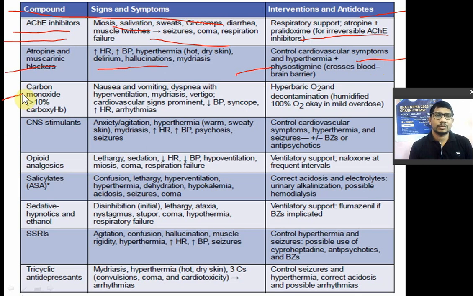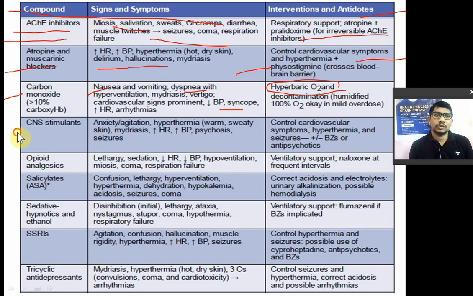Now the third one is carbon monoxide poisoning. If more than 10% carboxyhemoglobin is there, that leads to nausea, vomiting, dyspnea. Dyspnea means unable to breathe. Okay, hyperventilation, mydriasis, vertigo, cardiovascular signs like decrease in the blood pressure, syncope, increase in the heart rate, and arrhythmias. So in that case, the antidote is nothing but hyperbaric oxygen. अगर कार्बन मोनोऑक्साइड का पॉइजनिंग हो गया तो हाइपरबारिक ऑक्सीजन इज द एंटीडोट.